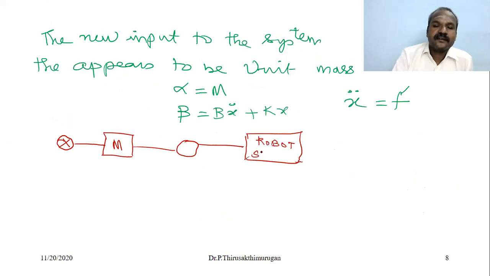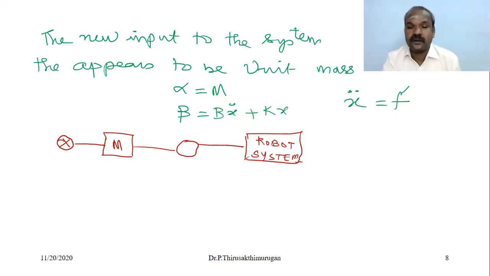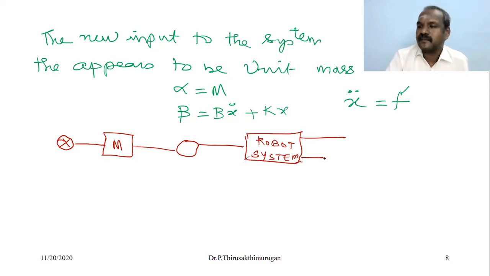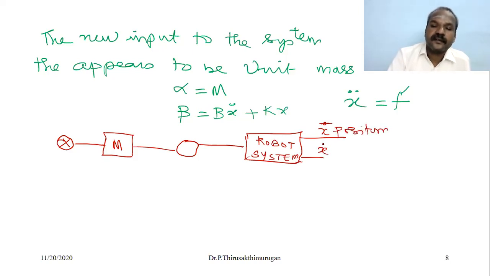Robot, that is a system, any system. So far we are considering only one link, one joint. If you increase the joints, the system becomes more difficult, and the non-linearity also increases. Clear? So from the system, there are two parameters coming out: position x, and this is x dot, velocity. Clear?